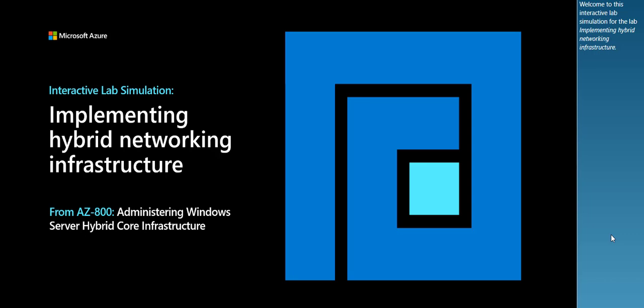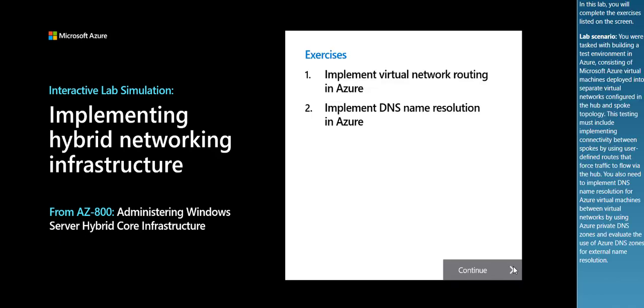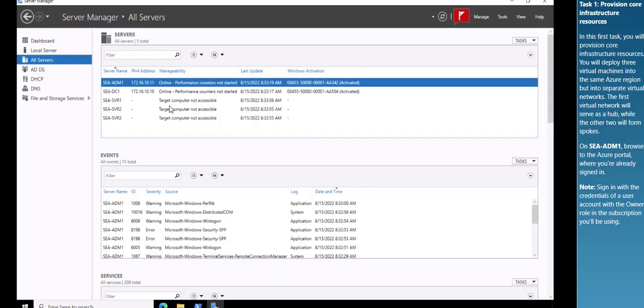Welcome to this interactive lab simulation for the lab Implementing Hybrid Networking Infrastructure. To navigate this interactive lab simulation, follow the prompts on screen. In this lab, you'll complete the exercises listed on the screen. In this first exercise, you'll implement virtual network routing in Azure. Follow the prompts to complete the tasks in this exercise.